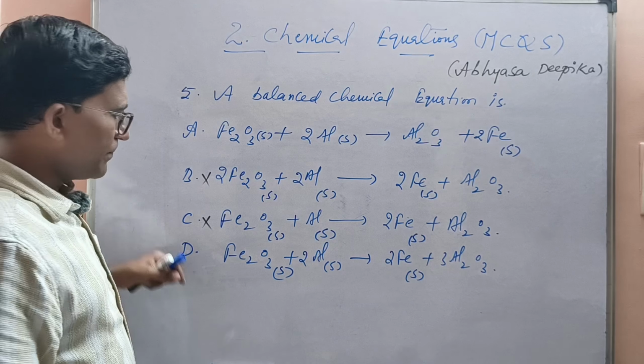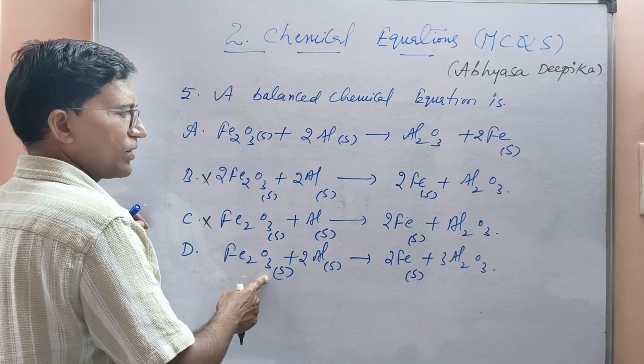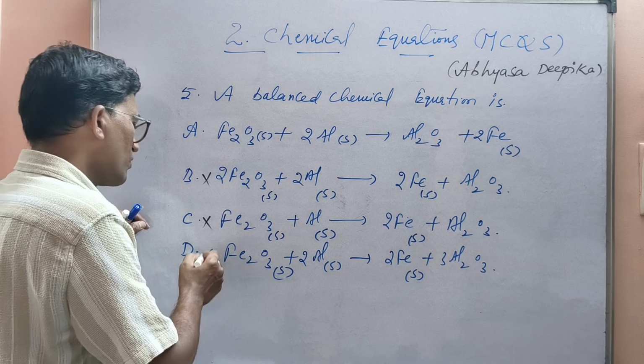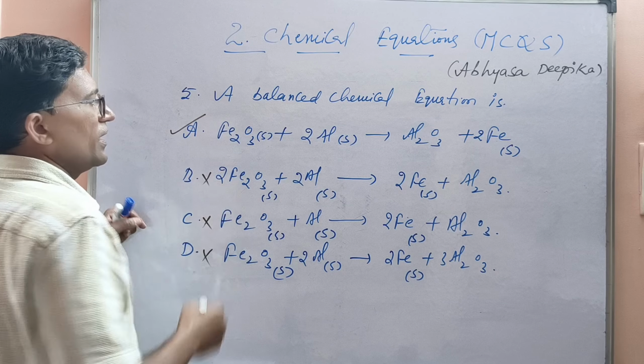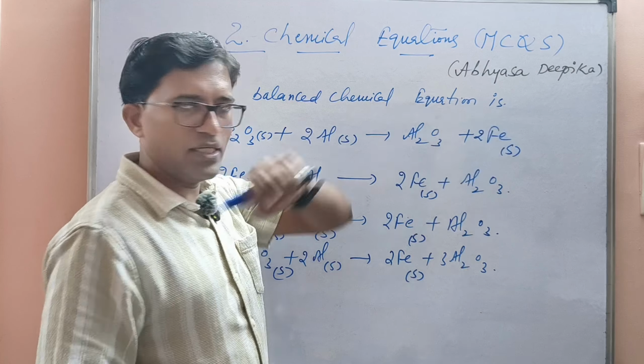Let's check with D. How many ferrums are there? 2. Here you got 2, balanced. How many oxygens are there? 3. Here you got 3 threes, which are 9. Okay, so it is also totally wrong. And the right option is A: Fe2O3 plus 2Al gives rise to Al2O3 plus 2Fe.